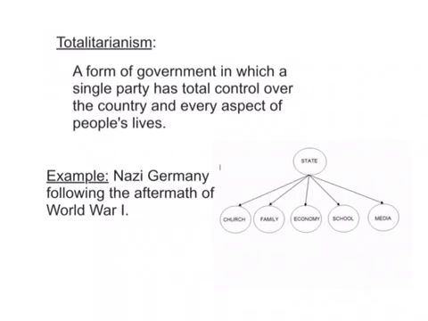Our next key term is totalitarianism. This is a form of government in which a single party has total control over the country and every aspect of people's lives. This is similar to absolutism, which we talked about earlier this year. An example of this is Nazi Germany following the aftermath of World War I. Make sure you're writing down this example, drawing a picture, or using key terms in the far right-hand side of your vocabulary chart.